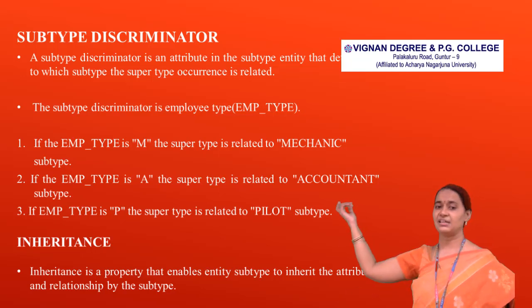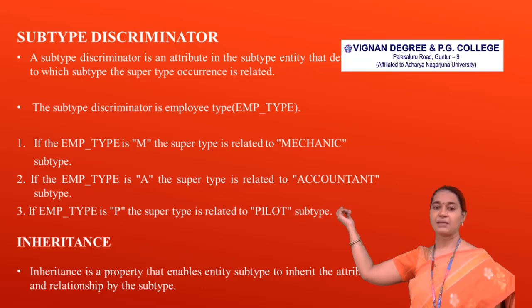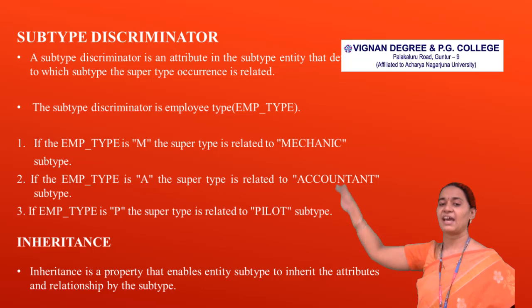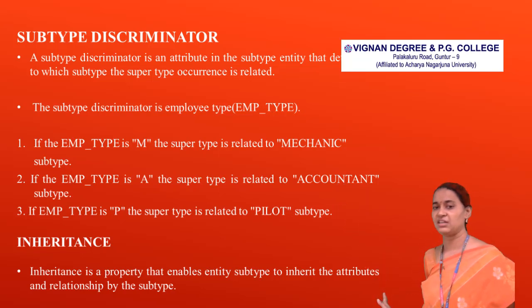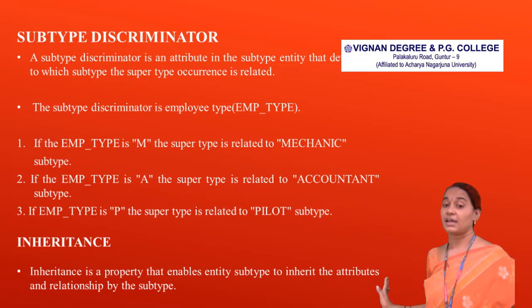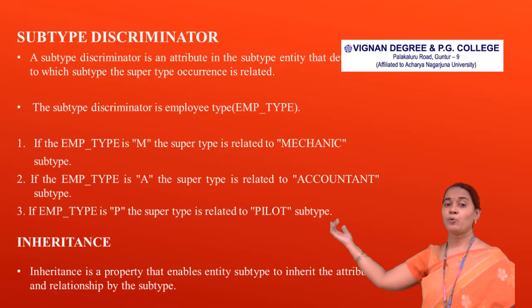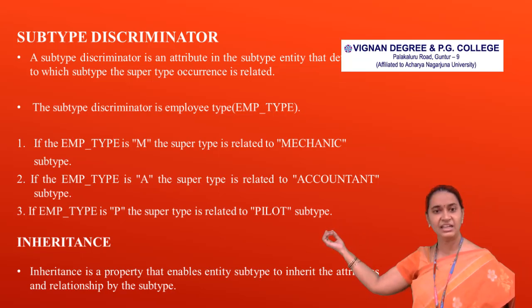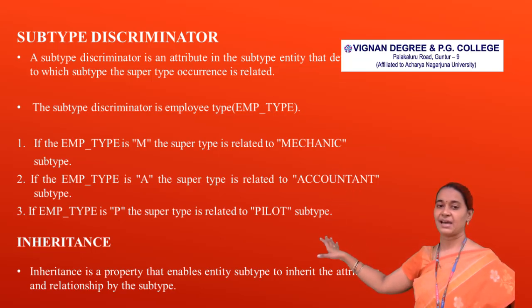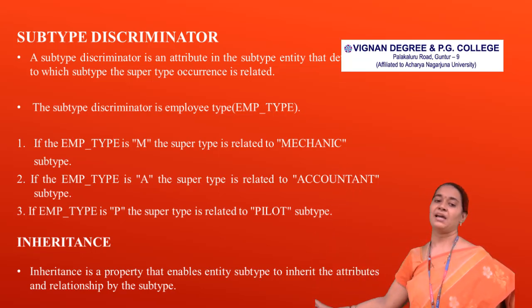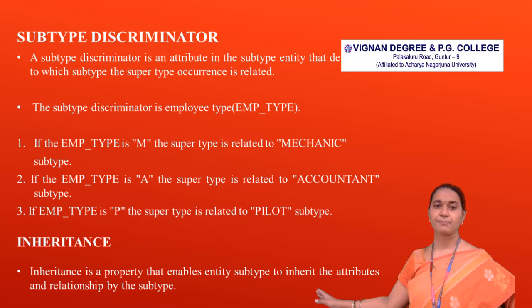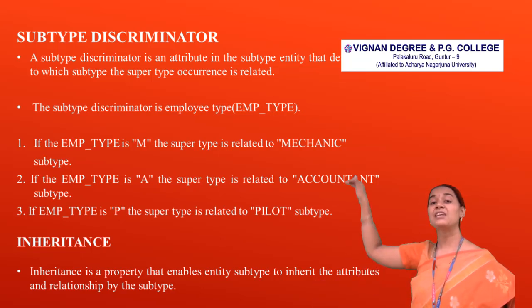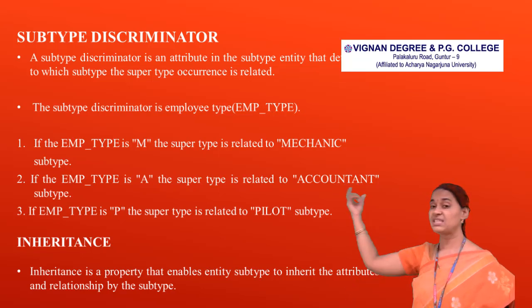If in that circle discriminator I write A, that means that from the employee supertype, I have to inherit the accountant features and send them to the accountant subtype. And if I put the letter P inside the discriminator, then I have to inherit the employee properties of the pilot into the pilot subtype. This is how I represent a subtype discriminator. It is also an attribute. It is placed in between the supertype and subtype with a circle.